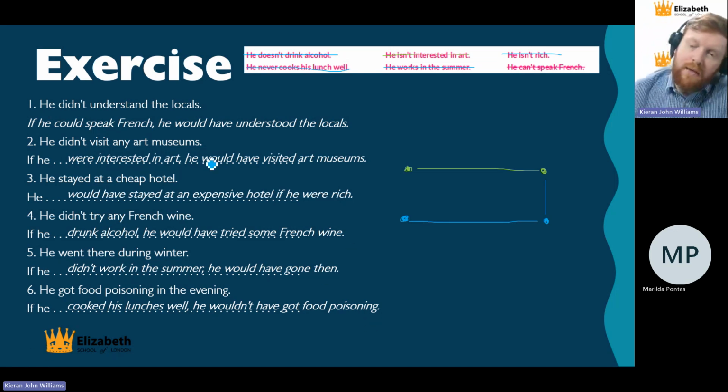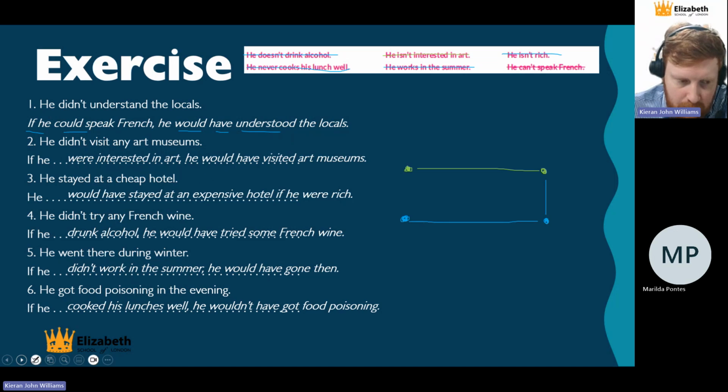So in those situations there, we have very clear ideas of how if we have a different present, then we have a different past as well. And all of those sentences follow that structure of if, past simple, would plus have plus the third form of the verb.